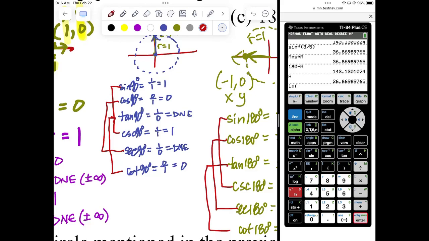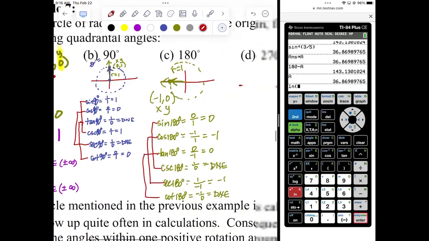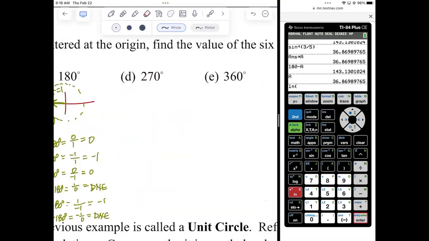Okay? And you just got to remember the reciprocal of 0 is undefined, and the reciprocal of undefined is 0. You also got to remember the reciprocal of 1 is 1, and the reciprocal of negative 1 is negative 1. If you got that, then all you need is 3. The others come for free. See how that works? Let's try that on 270.